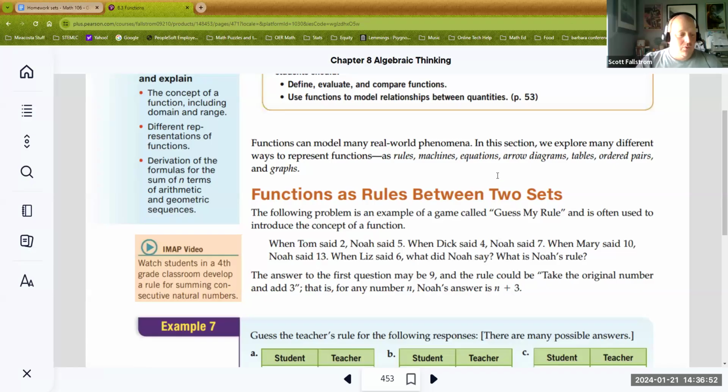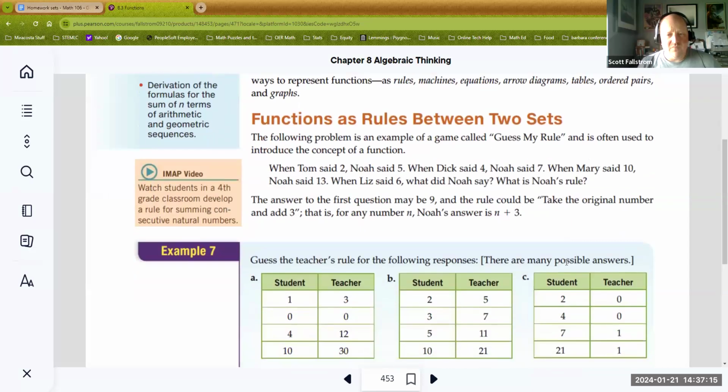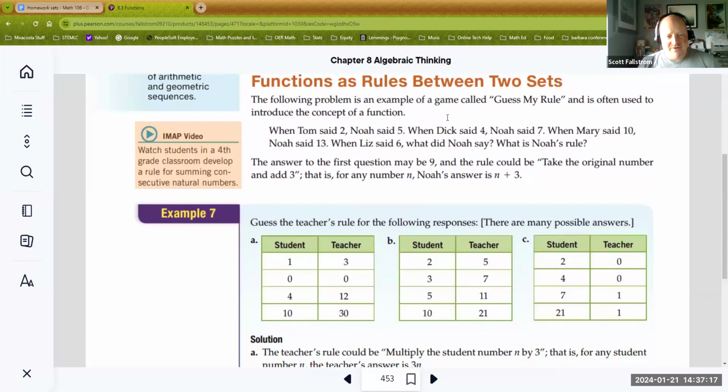Okay, so a function is a very specific type of relationship. We'll figure out what that terminology is, but there's a lot of ways to represent them visually. We can represent them as a rule, as a function machine, like a picture, as an equation, a diagram with arrows, a table, ordered pairs, and also we can do that visually with a graph. Okay, so a function is known as a rule between two sets.